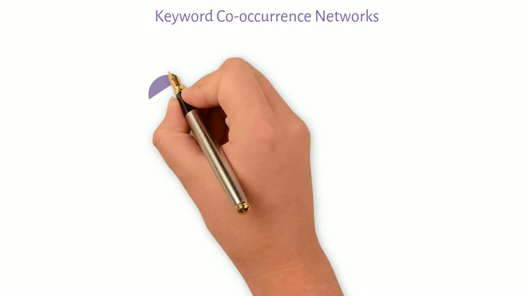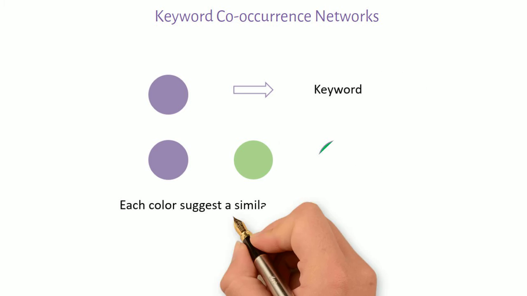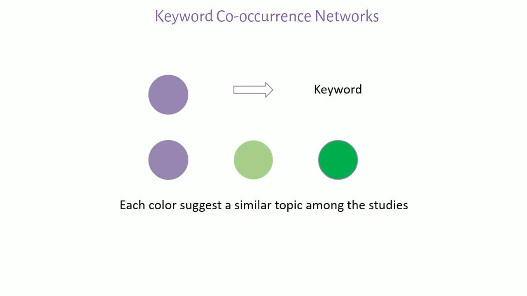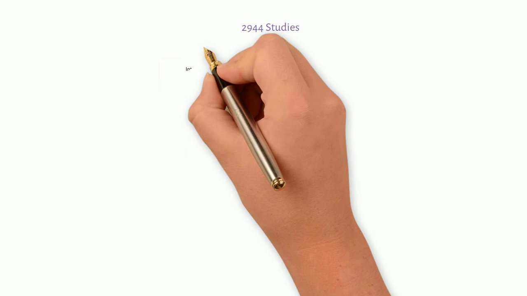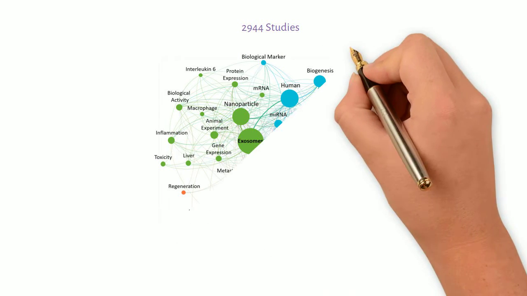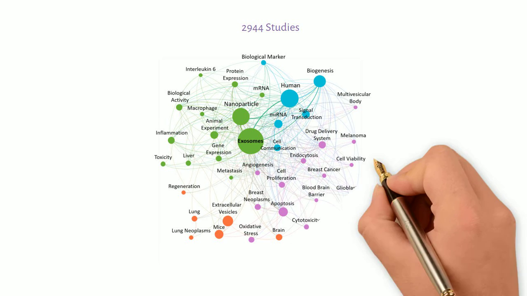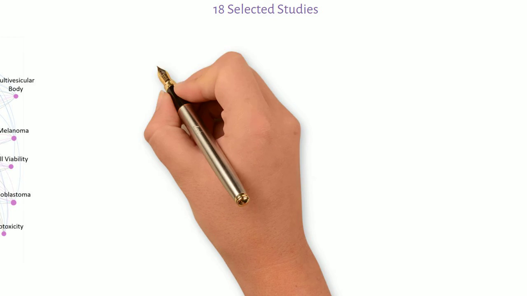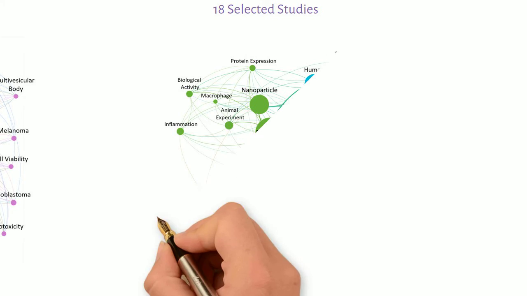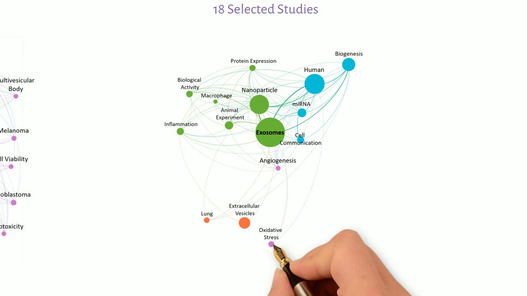To complement the previous workflow, two co-occurrence networks of the most frequently used keywords in the selected studies were obtained. Regarding the networks, each circle represents a keyword and each color represents a cluster suggesting a similar topic among the publications. Overall, both networks enhance that nanomaterials exposure affects extracellular vesicles biogenesis, microRNA cargo, and protein expression. All of these terms are widely involved in cell communication. The main biological activities referred to in the 18 articles were angiogenesis, biogenesis, and cell communication.